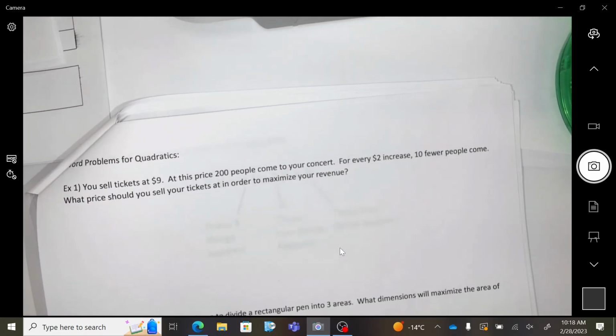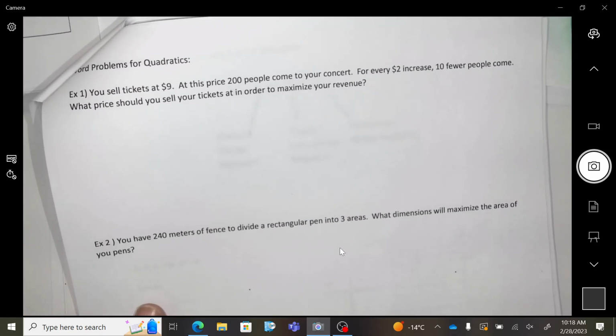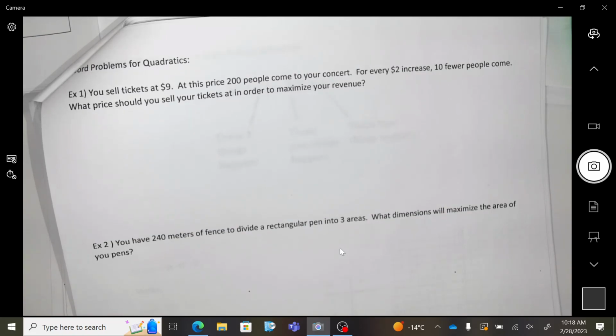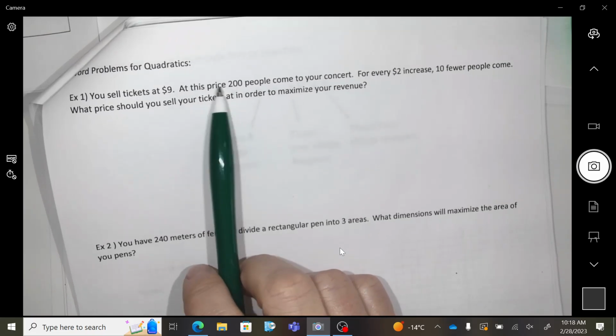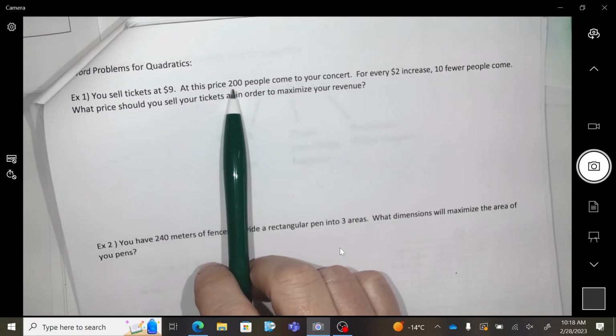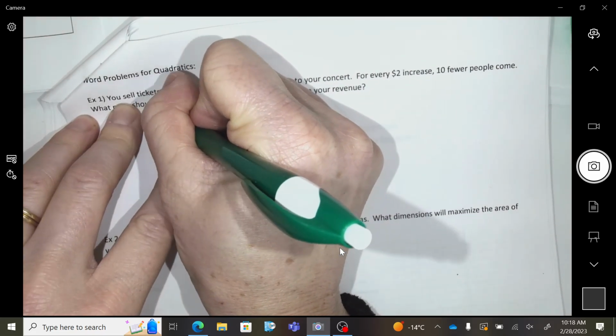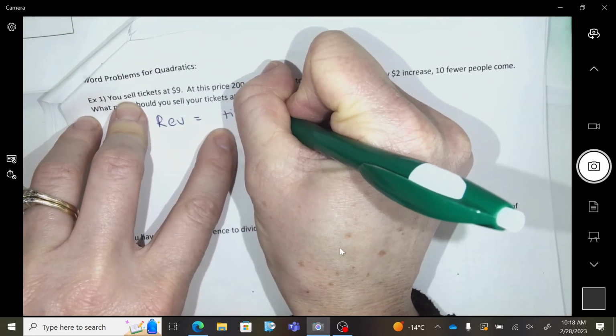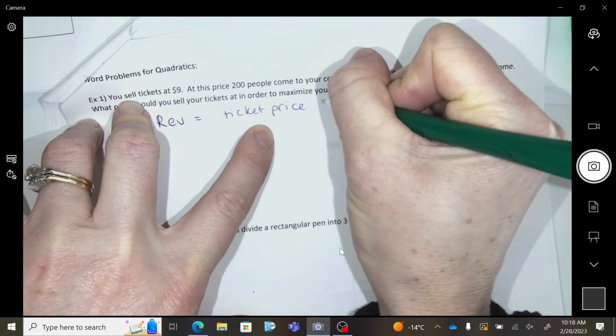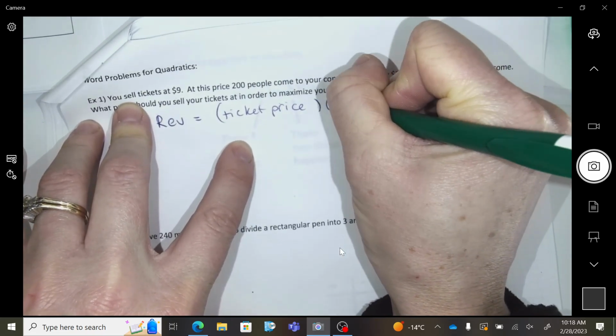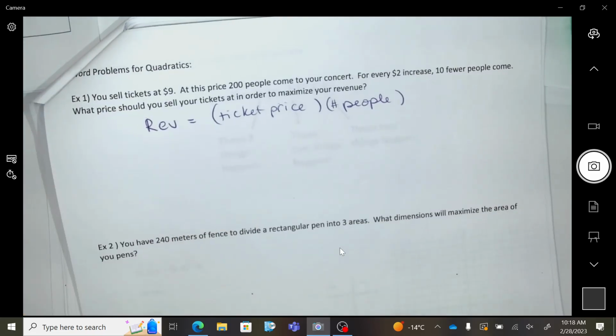Let's go to number 1 now. So number 1, you're selling concert tickets for $9 and 200 people come to your concert. So how much money do you make if you were that performer? $9 tickets, 200 people come, $1,800. So does this make sense? The revenue would be the ticket price times the number of people. Is that what you did in your head? You did the ticket price times the people that come, and that's how much money you make?